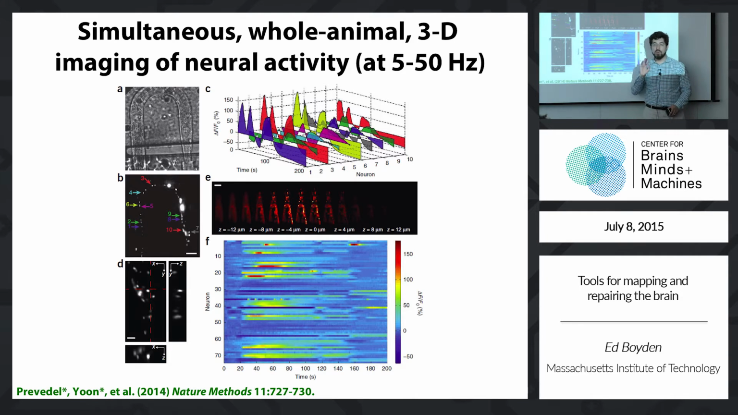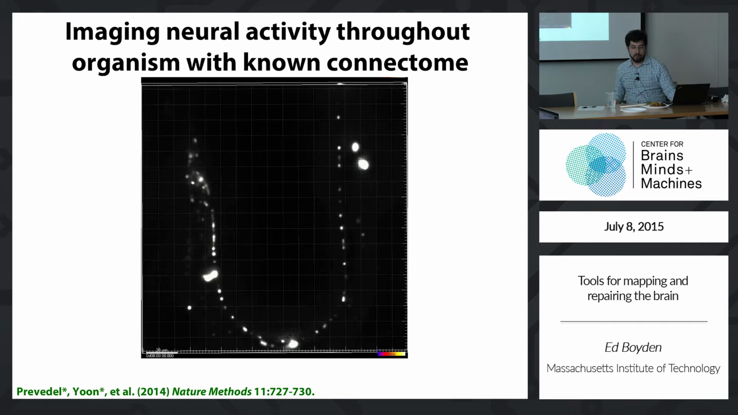And since there are no moving parts, you can go as fast as you want. Here's a movie of the worm. And if you look carefully, each neuron is blinking at you. So this is, to my knowledge, the first imaging of a whole organism's nervous system. A small one, but you got to start somewhere. And so there, you can see the worm thinking, or whatever it does.